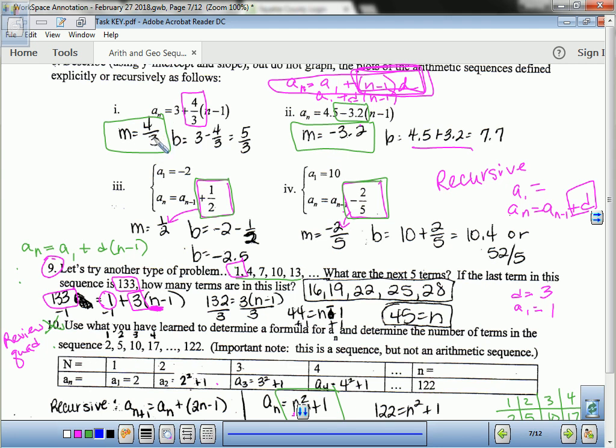We ought to be able to relate the slope to the common difference. The slope is our common difference, either in explicit form, which is what 1 and 2 are, or in recursive form, which is what 3 and 4 are in. So the slope is the important part.